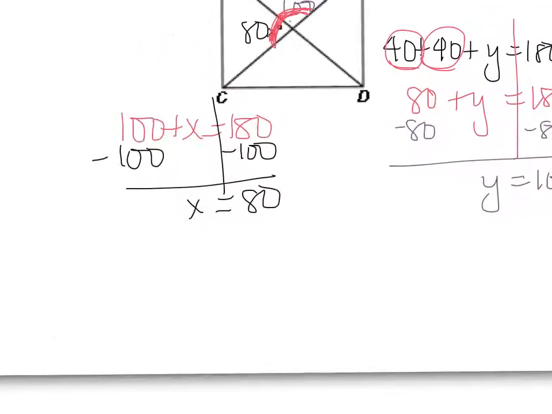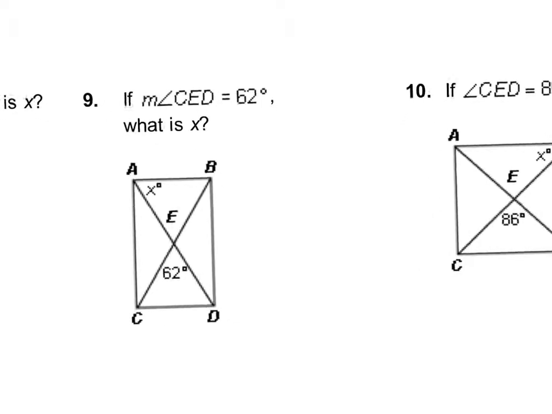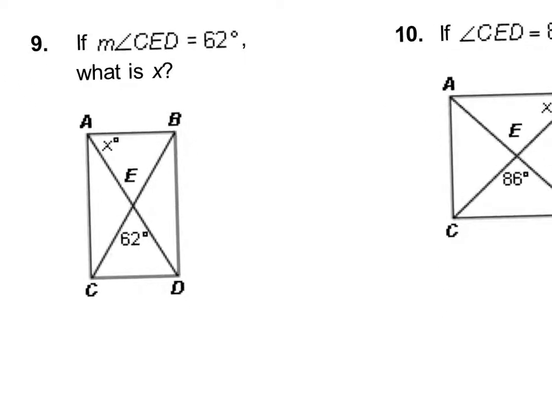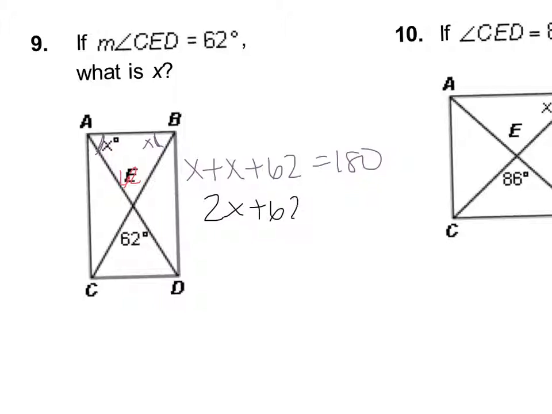All right, number 9. If CED is 62, what is x? So this time I'm going backwards. So if this one's 62, then we know the middle one on the other side is also 62. We also learned that the top left and the top right are the same. So if one of them's x, the other one's x. So I can write this time that x plus x plus 62 equals 180. So I can change that to 2x plus 62 equals 180.